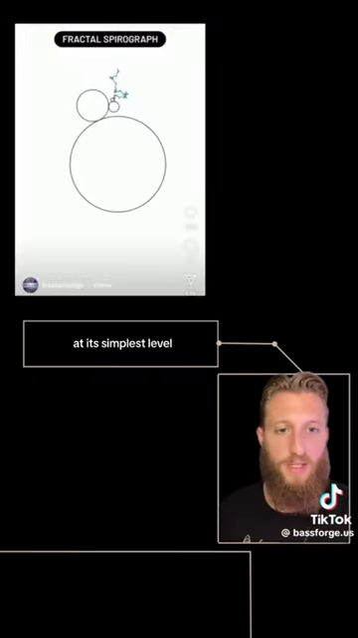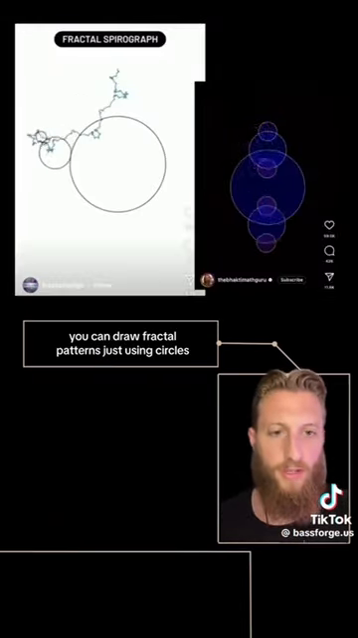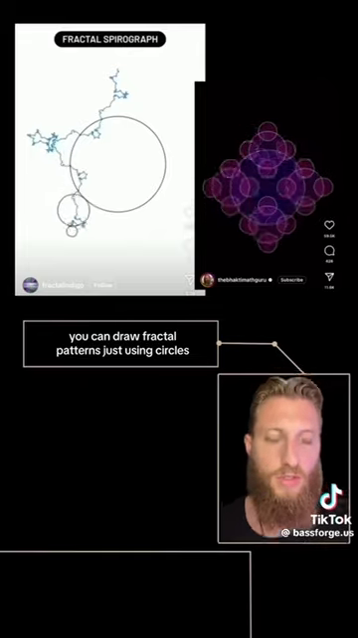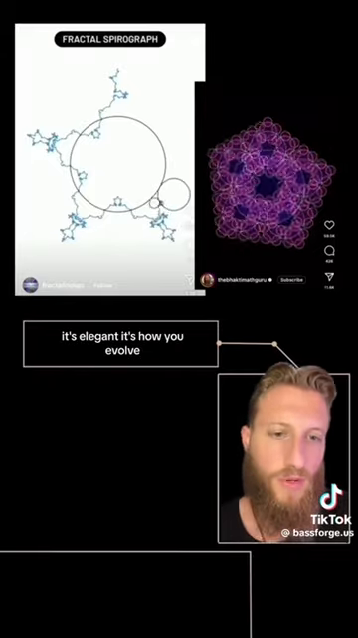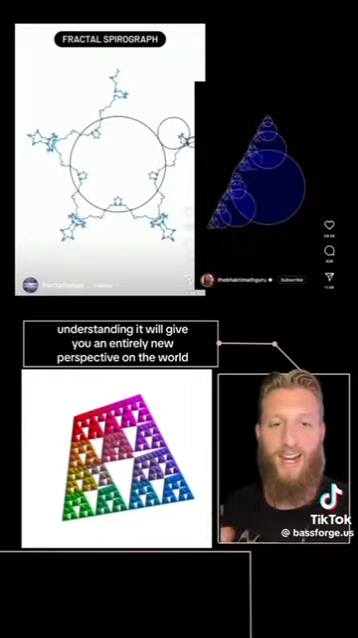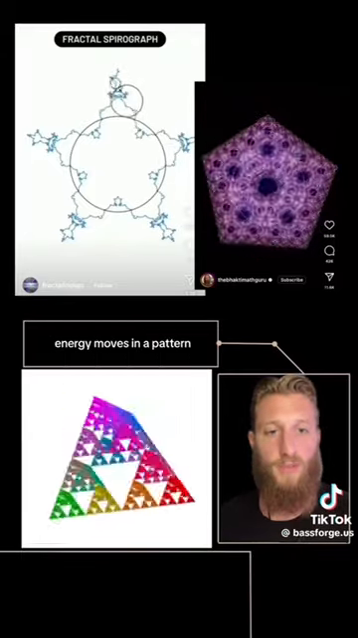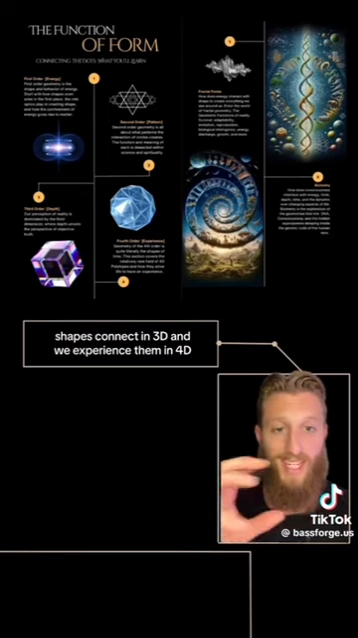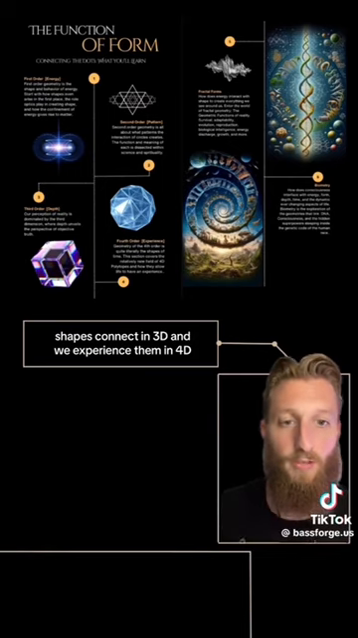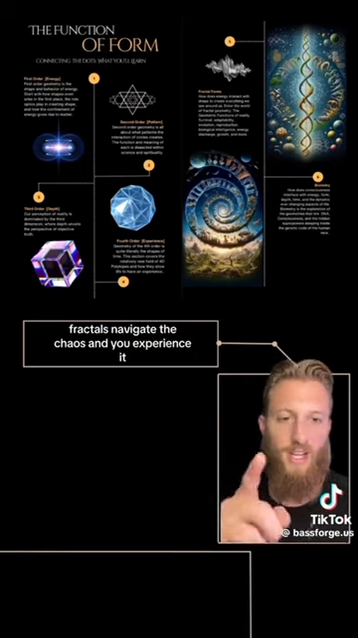At its simplest level, you can draw fractal patterns just using circles. It's how you evolve. It's how your cells divide. It's beautiful, it's elegant, it's how you evolve. Understanding it will give you an entirely new perspective on the world. Energy moves in a pattern. Light bends around those patterns to create shapes. The shapes connect in 3D and we experience them in 4D. Fractals navigate the chaos and you experience it.